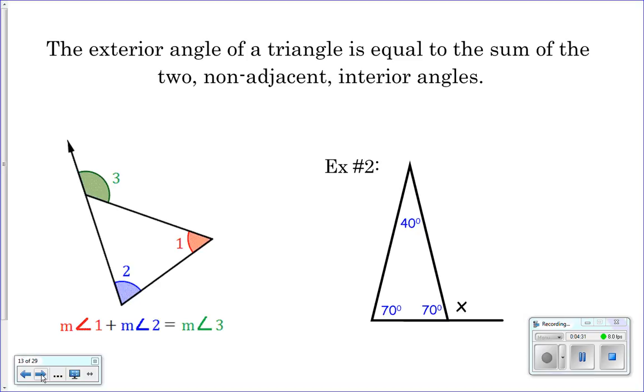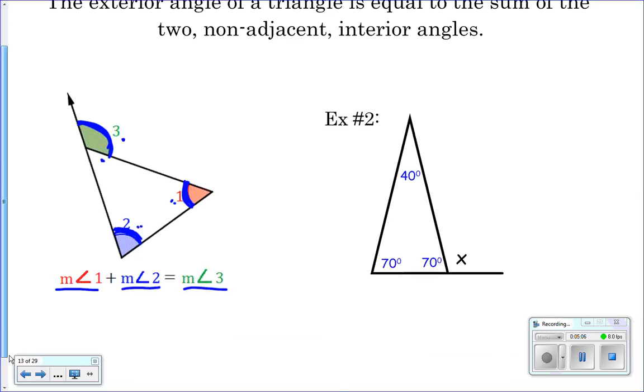Next, it's talking a little bit more specifically about these exterior angles. It's saying the exterior angle of a triangle is equal to the sum of the two non-adjacent interior angles. So remember we've talked about exterior angles already. That's the outside angle. And what this rule is actually saying is if I take the opposite inside angles, so not the one that's connected, but the opposite ones, and I add these together, I'm going to get this angle. So angle 1 plus angle 2 is equal to angle 3.